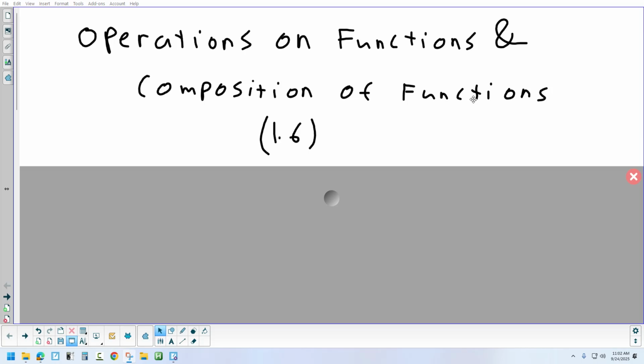All right, so let's take a look at section 1.6. Okay, this will be our last section in chapter 1. And it is on how we can take two functions we have and combine them together to make a new one. So we'll show you different ways we can do that. And the big thing we're going to focus on is that when you combine them together, you are going to have to figure out the domain and the range.